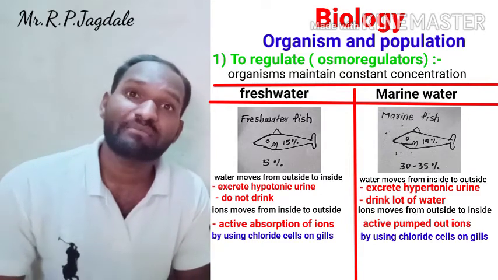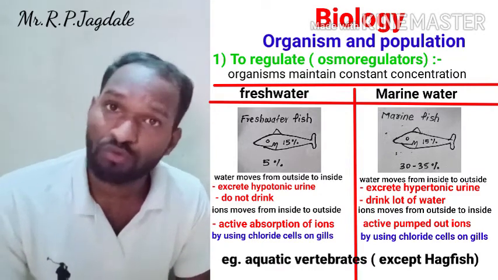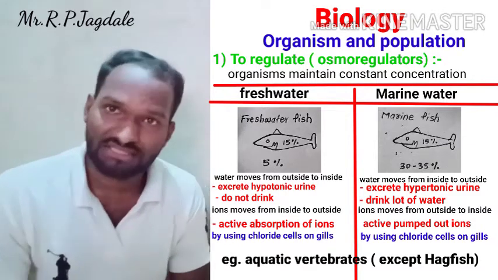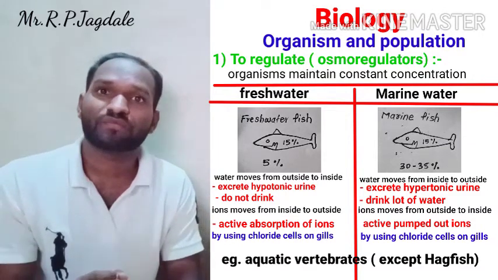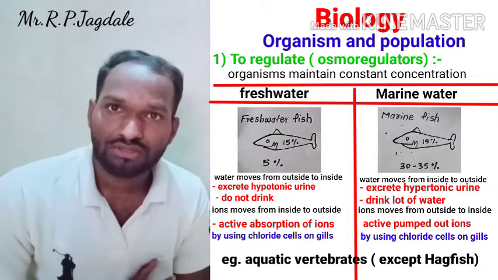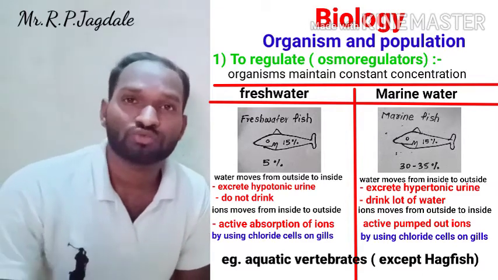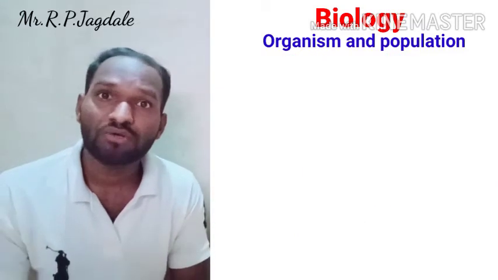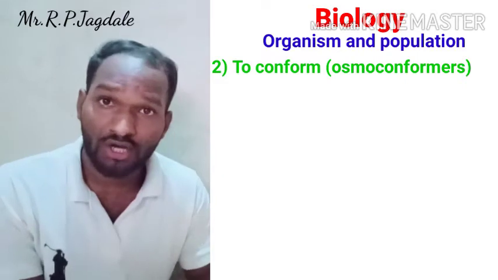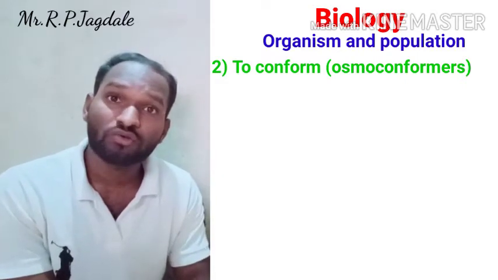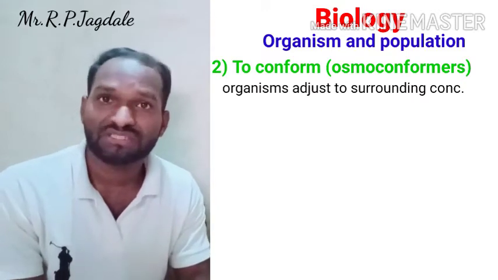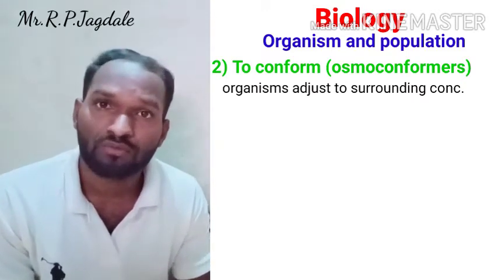Now the example of the osmoregulator is all aquatic vertebrates except one aquatic vertebrate, that is the hagfish. So this is the osmoregulator. Now coming to the second part, that is osmoconformers. These are organisms that adjust to the surrounding concentration. These are called osmoconformers.